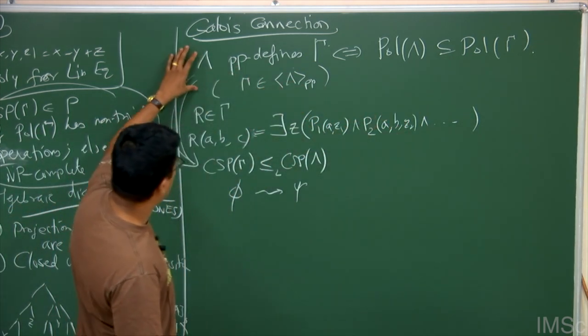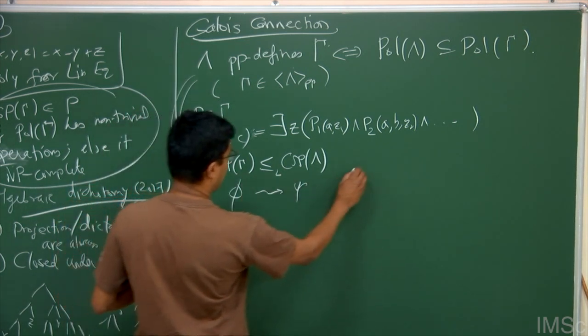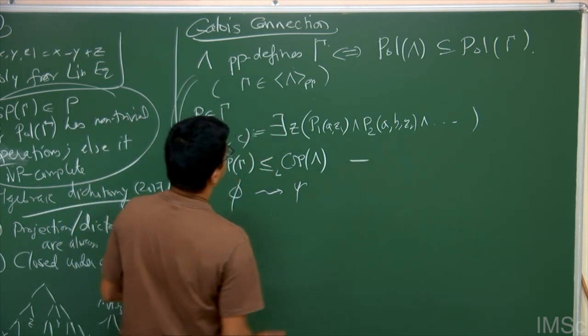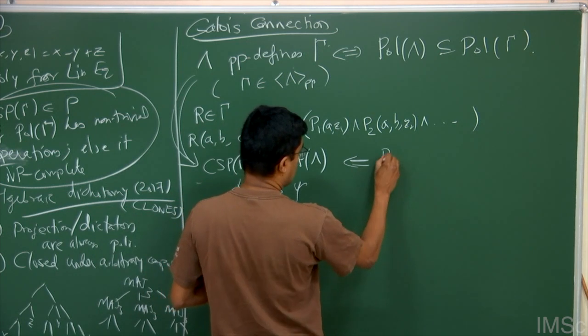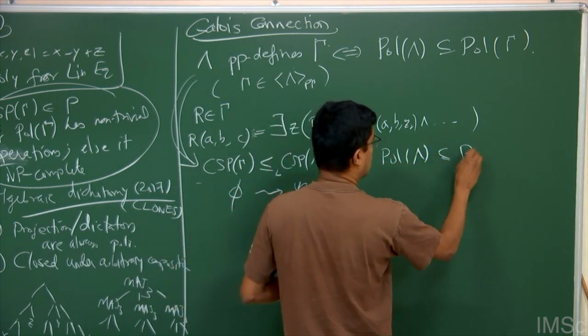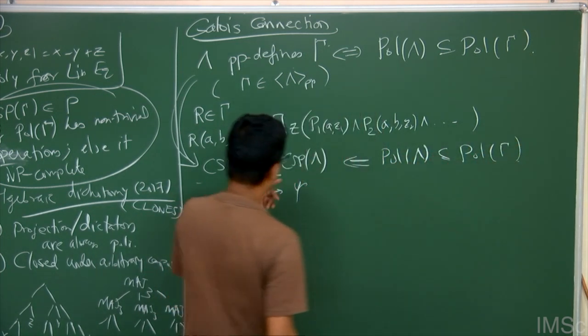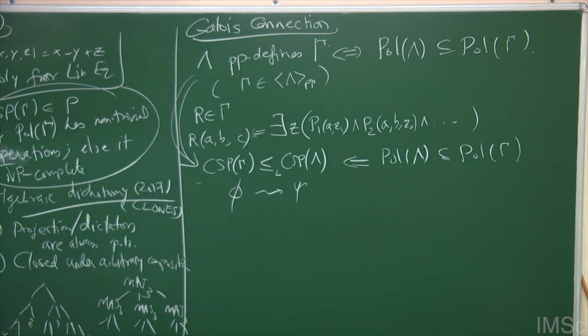But even if you don't care about this particular thing, if you just take this fact, this is implied by poly. So if you have more polymorphisms, you reduce to the other problem.